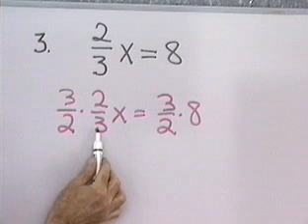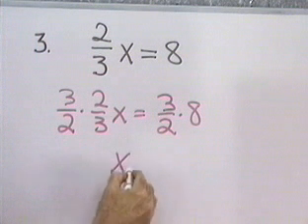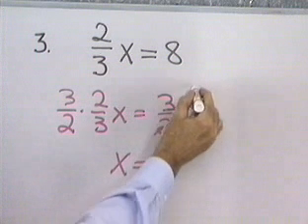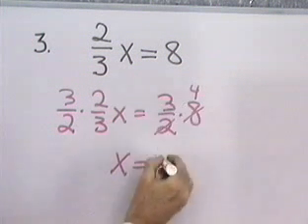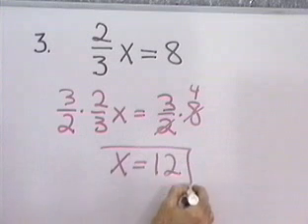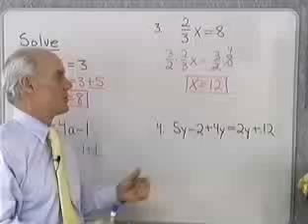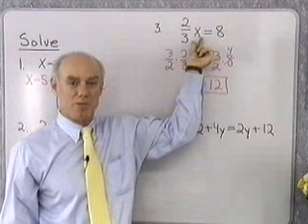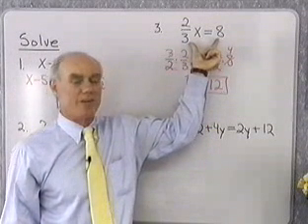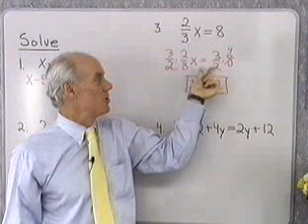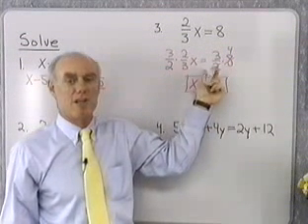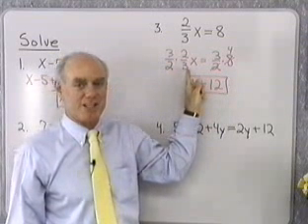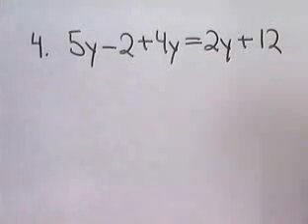3/2 times 2/3 is 1, times x is just x. And then 3/2 times 8, I'll just divide 2 into 8. That's 4, and then 3 times 4 is 12. So a simple little problem with fractions there, and I end up with just x is equal to 12. That's the solution to this equation. If I replace x with 12, this simplifies into a true statement. So I use the multiplication property of equality again to multiply both sides of the equation by the reciprocal of the coefficient of x. Let's look at our fourth problem.